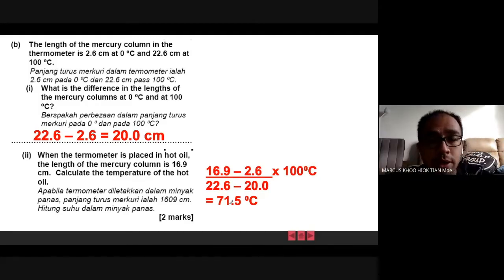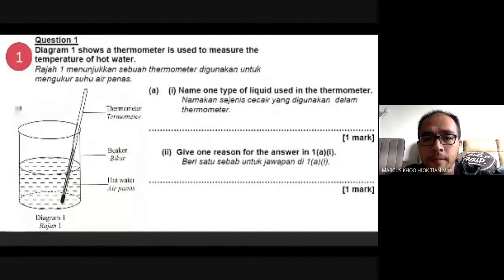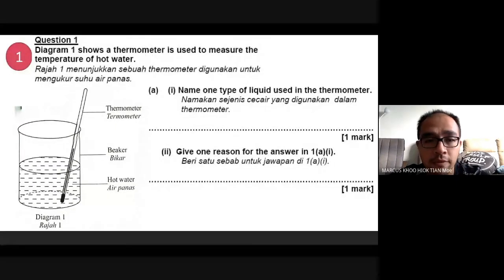Just jot down this one first, and then you can do a little bit of revision later on how to do the calculation. Okay, the answer is 71.5. Diagram 1 shows a thermometer used to measure the temperature of hot water. Am I getting this set of questions wrong? So weird. How come this is number 1?